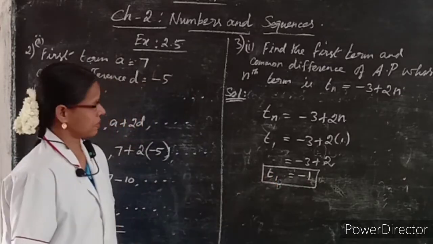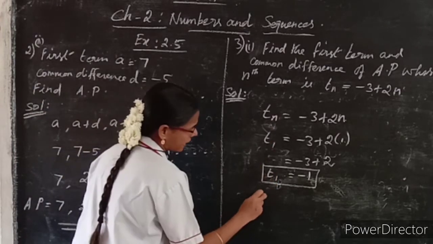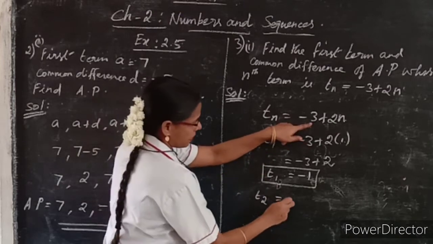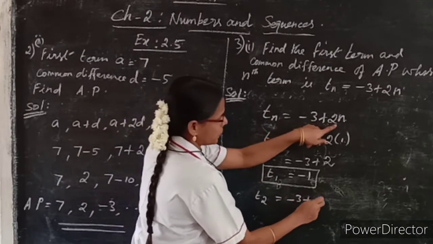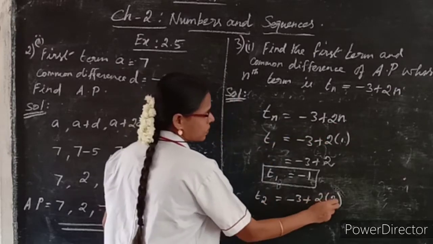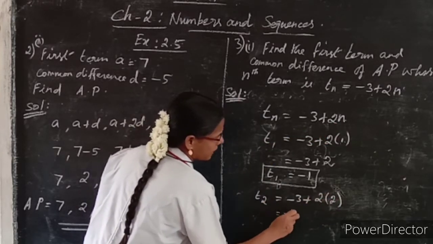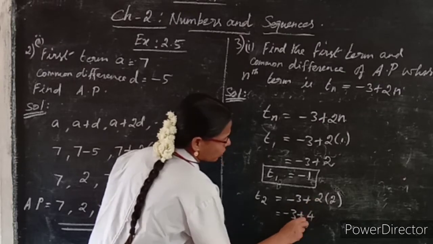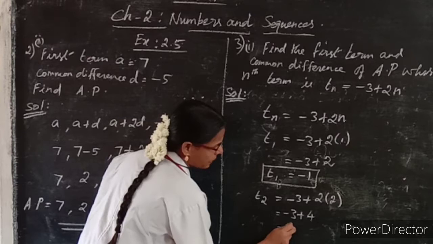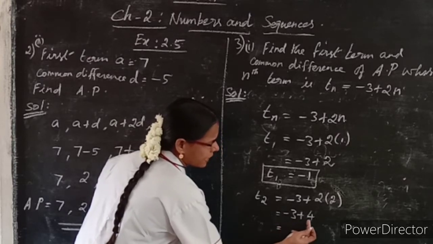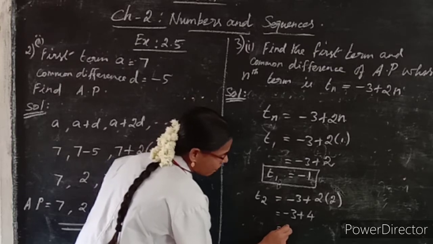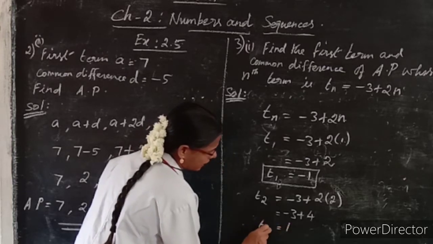Term 2, the second term, T2 is equal to minus 3 plus 2 into n, where n is 2 because it is the second term. So minus 3 plus 2 twos are 4. So minus 3 plus 4 is, subtract and put the greater number's sign. Here the greater number is 4, so plus 4. So plus 1. That is T2.